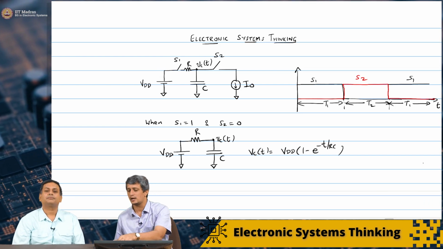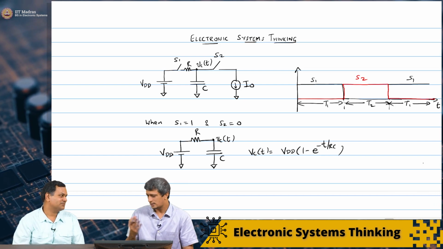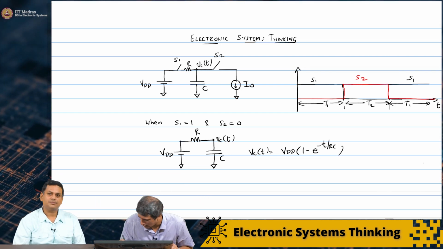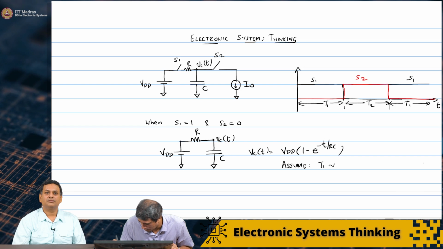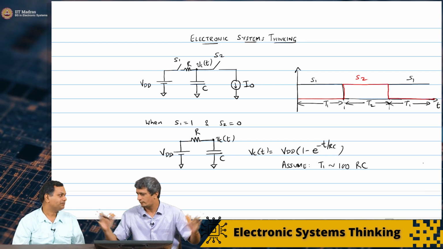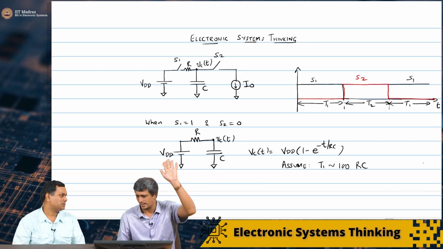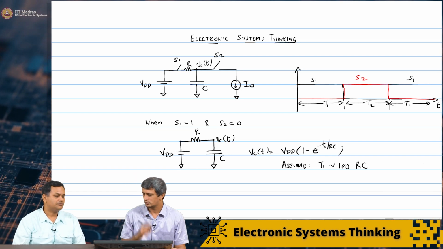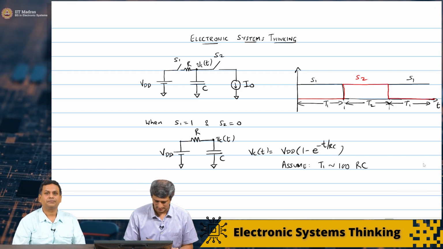So how large should T1 be? It should be large enough compared to RC. To be safe, we can assume that it's 100 times the time constant or something like that. So assume T1 is approximately 100 times RC. It's a large enough time for it to go all the way. Practically, this exponential charge up will hit VDD, is what we can assume in this case. And now, what happens in the second phase when S2 is 1? How do we analyze that?